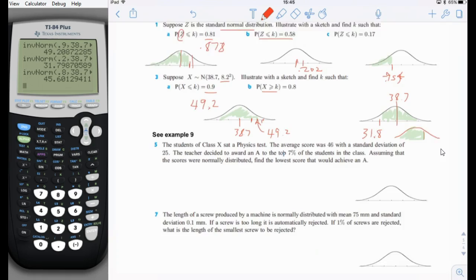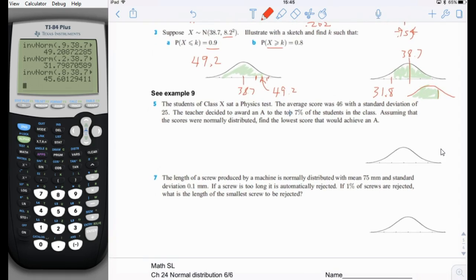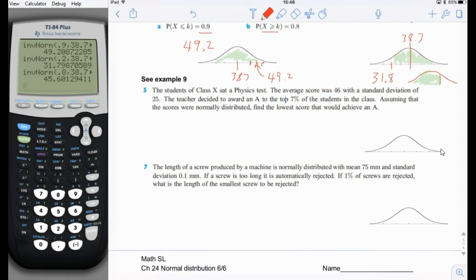Okay. Number 5. The students of class X sat a physics test. The average score was 46 with a standard deviation of 25. The teacher decided to award an A to the top 7% of the students in the class. Assuming that the scores were normally distributed, find the lowest score that would achieve an A. Okay, so he wants 7% of the class to get an A. So it would be the top 7%.